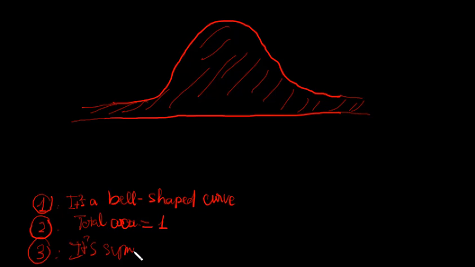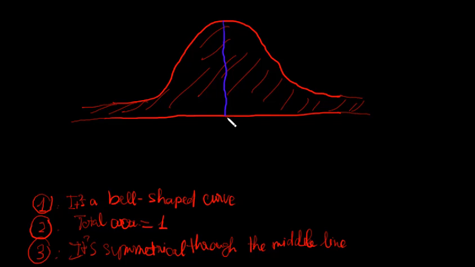And the third thing I want you to remember is that it is symmetrical through the middle line. I would draw my middle line in here. This is my middle line, so it is symmetrical. The area from here is equal to the area from here, because it is symmetrical through this line.